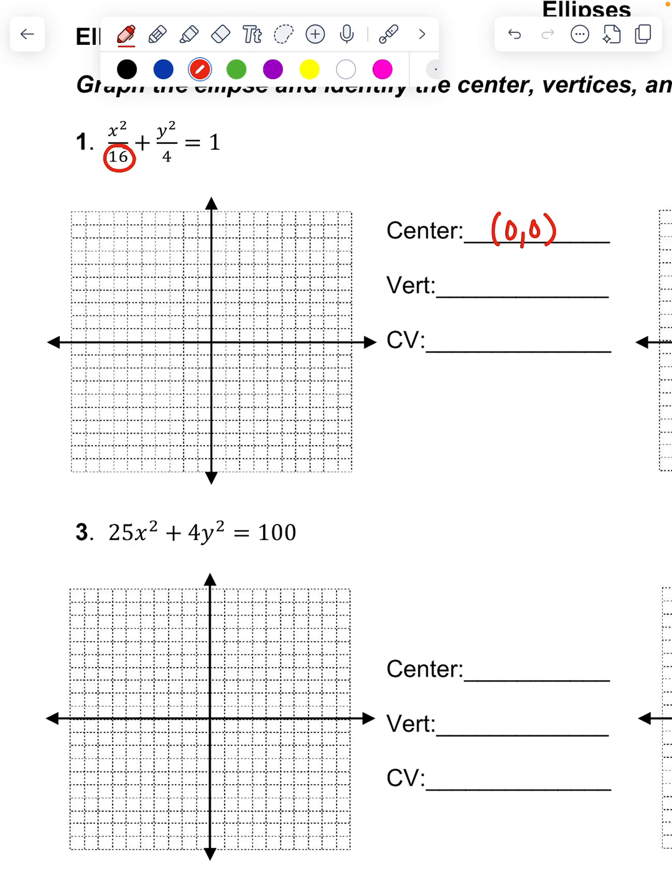So the first thing I'm going to do is plot my center. Underneath x squared is 16. The square root of that is 4. So I'm going to go 4 units to the left and 4 units to the right. This is negative 4, 0, and this is 4, 0. When I look at my 4, the square root of that is 2. So I'm going to go up 2, and I'm going to go down 2. The coordinates for that are 0, 2, and 0, negative 2. So at this point, I can now draw my ellipse.